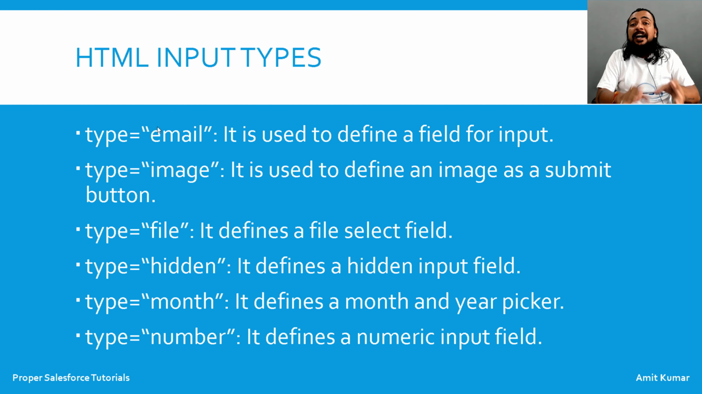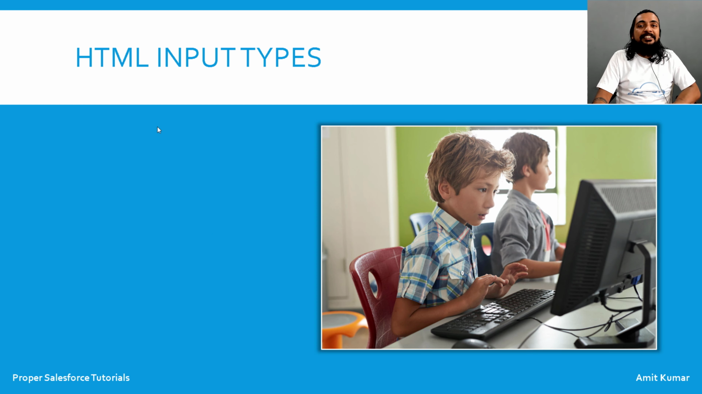Type as number defines a number input field. So you cannot provide any other value other than a number over there. So it's pretty much of talk, and now it's time to see the things practically.